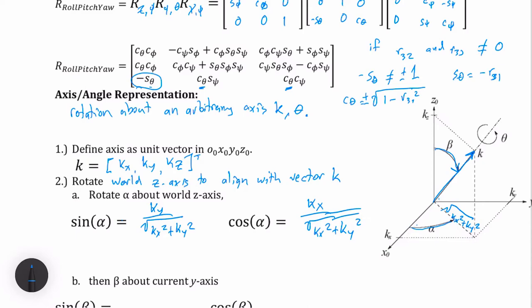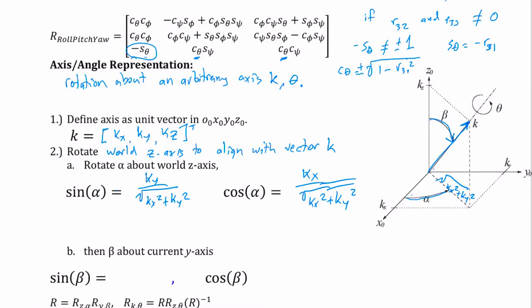And then we're going to do a rotation of beta about the current y-axis. So this beta value is going to be given by our opposite value here, which is the root of kx squared plus ky squared over the hypotenuse, and our hypotenuse is a unit vector k, so it's just divided by 1. And then our cosine is going to be adjacent over hypotenuse. In that case, it's just going to be kz.